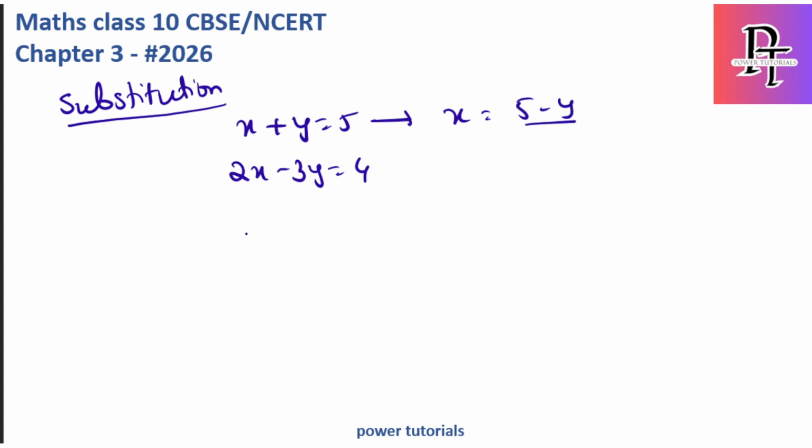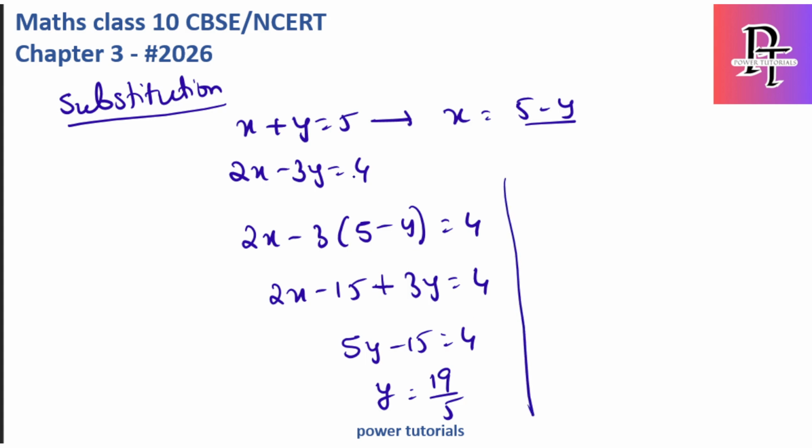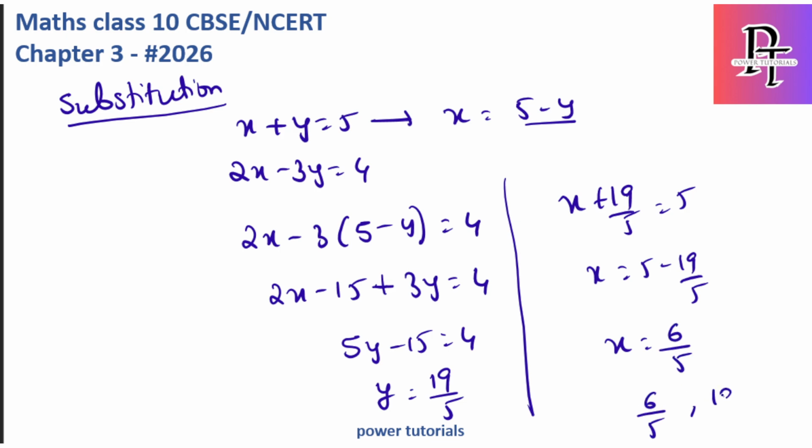So substitute 5 minus y in the second equation. So 2x minus 3 into 5 minus y is equal to 4. 2x minus 15 plus 3y is equal to 4. 2x plus 3y, 5y minus 15 is equal to 4. So y value I can say is 15 plus 4, 19 by 5. I got the y value, substitute in the first equation. x plus 19 by 5 is equal to 5. The x value is 5 minus 19 by 5, which is 25 minus 19, which is 6 by 5. Hence the values are 6 by 5 comma 19 by 5.